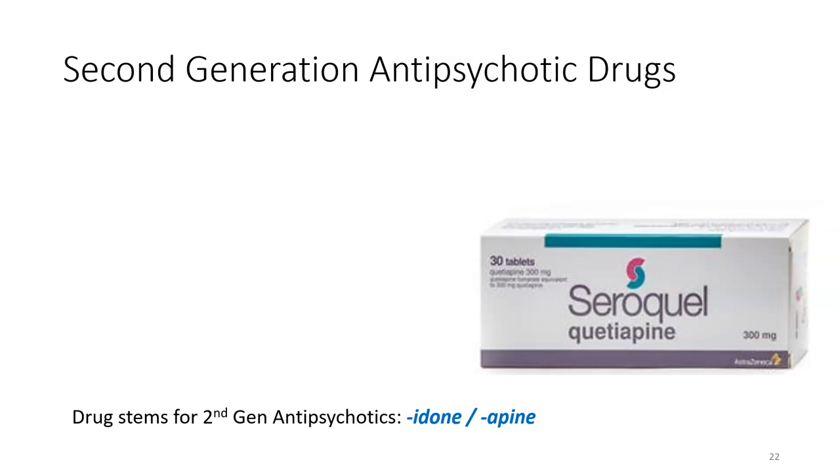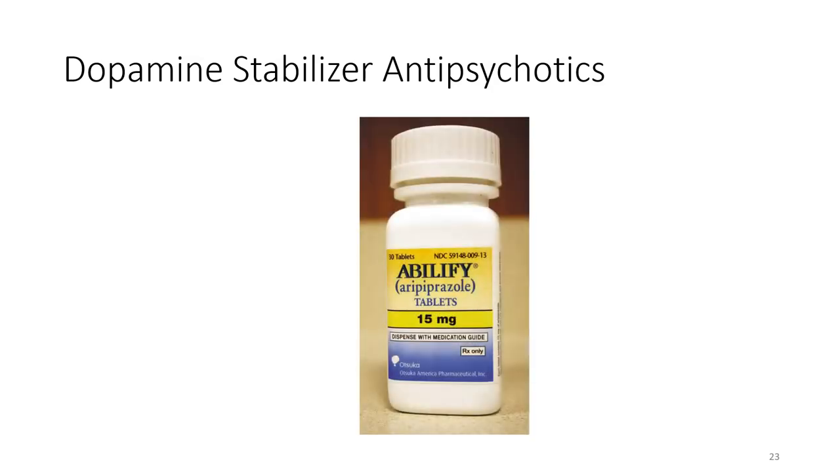Quetiapine is another atypical antipsychotic, and its brand name is Seroquel. Dopamine stabilizer antipsychotics, in most books, are actually grouped in with the atypicals, but they're going to help stabilize those dopamine receptors. These end in piprazole.